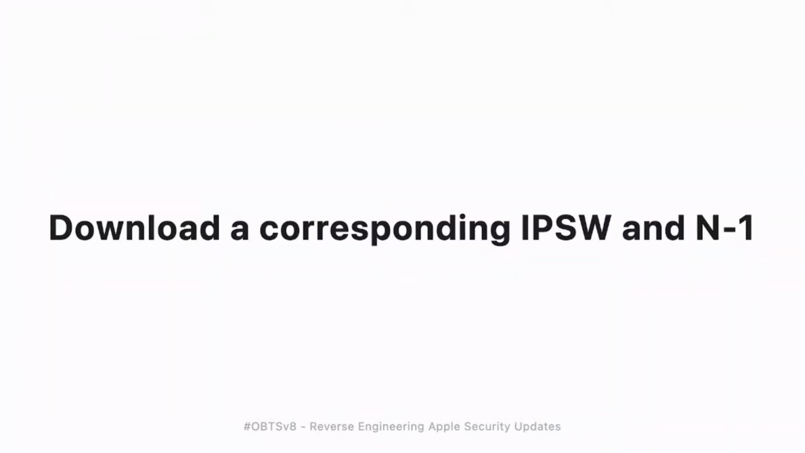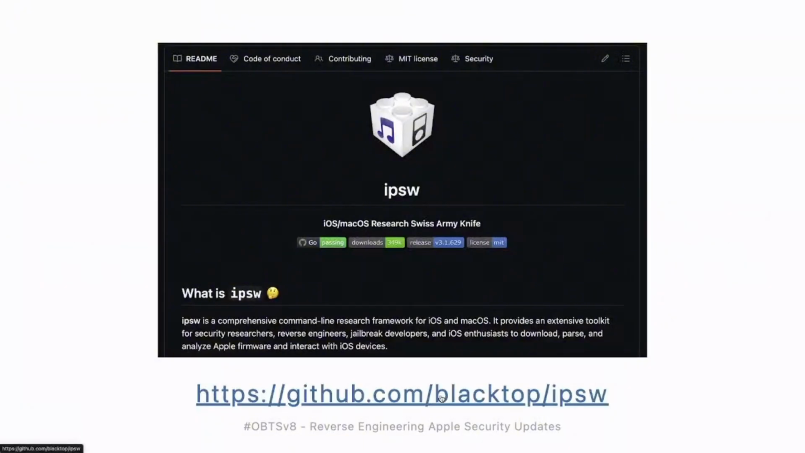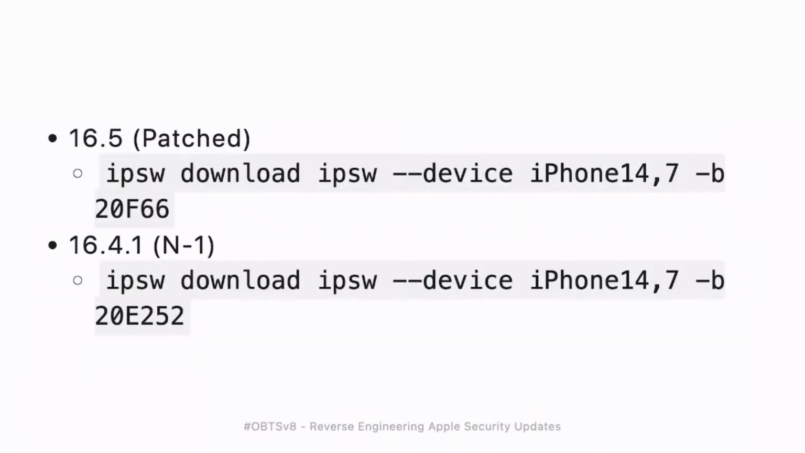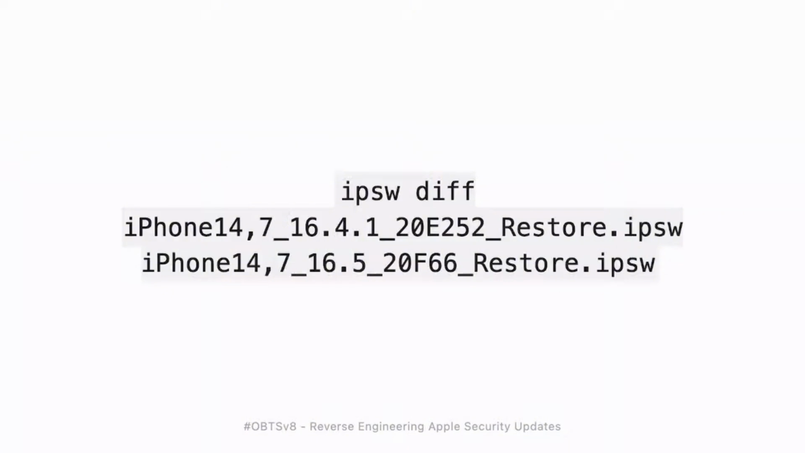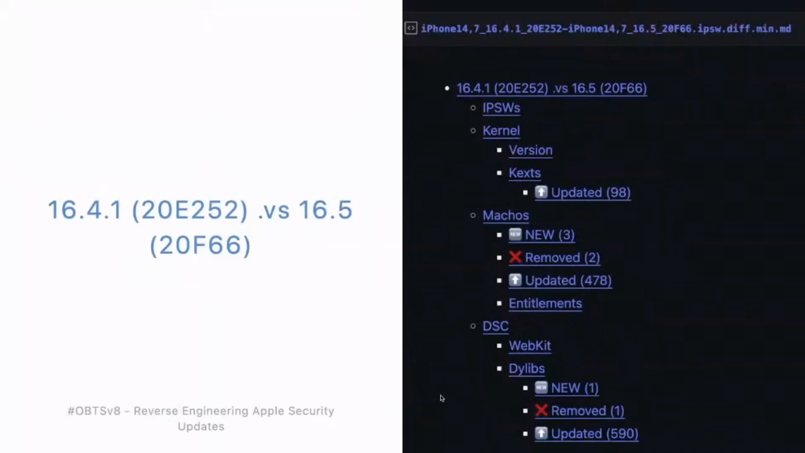You can go and download the two firmware updates, the IPSW files, and go ahead and extract them using Blacktop's amazing IPSW tool. And so you go and download these two firmwares, and you go and find the changes between the two firmwares using IPSW diff. The diff itself is going to show you actually all the binaries that have changed.